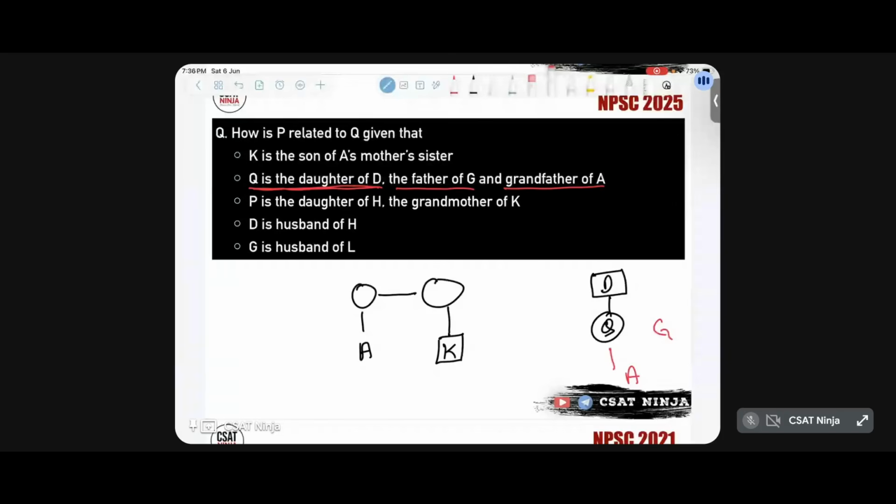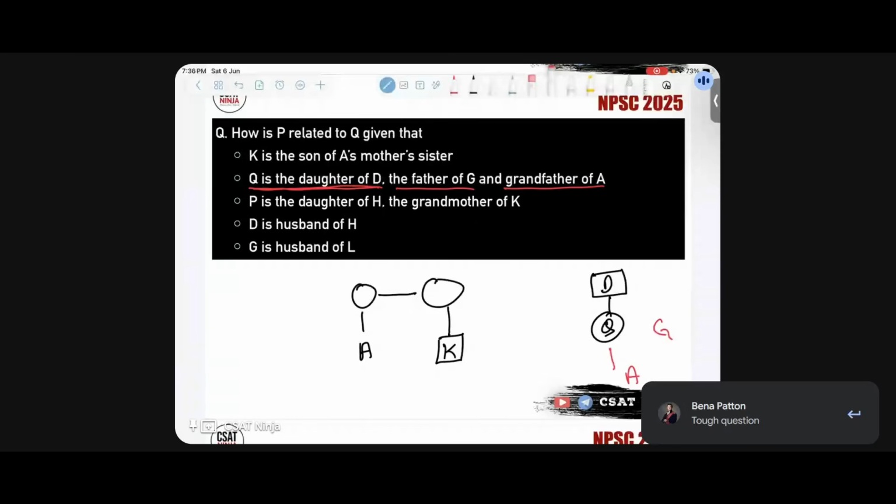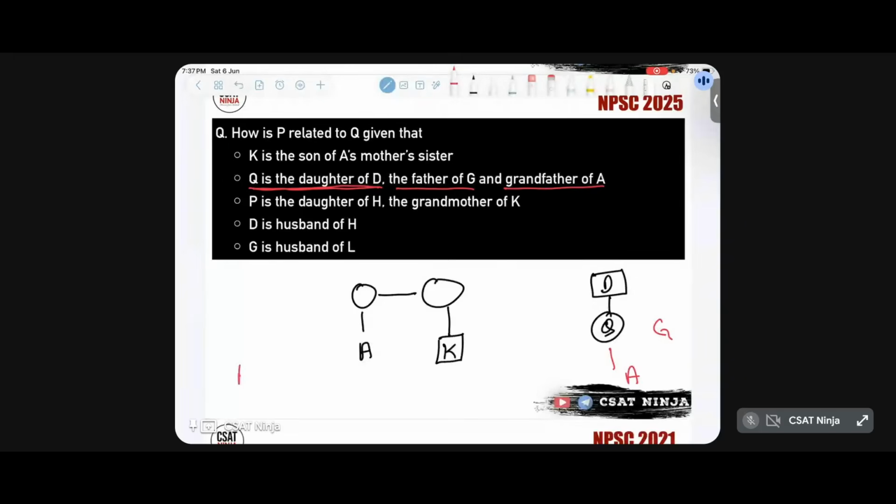Next statement is: P is the daughter of H. P is the daughter of H. I'm going to write that on my side as well. I'll repeat again, don't worry. P is the daughter of H, the grandmother of K. That means H is the grandmother of K. That means one generation below is K there. That means there is a two generation gap between these two.